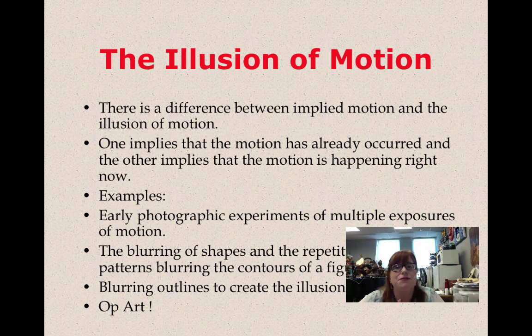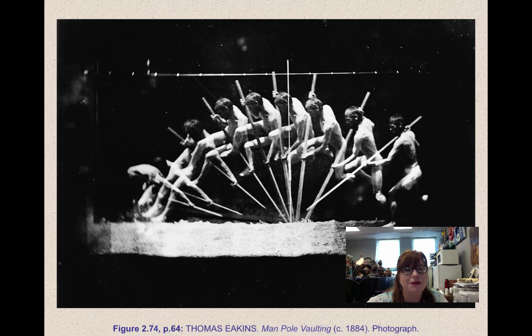And there's a difference between implied motion and the illusion of motion. One implies that the motion has already occurred, and the other implies that the motion is happening right now. So we have early photographic experiments of multiple exposures of motion, the blurring of shapes and the repetition of linear patterns, blurring to create the contours of a figure, blurring outlines to create the illusion of motion, and then op art, which is short for optical art, and I'll show you what I mean in a moment.